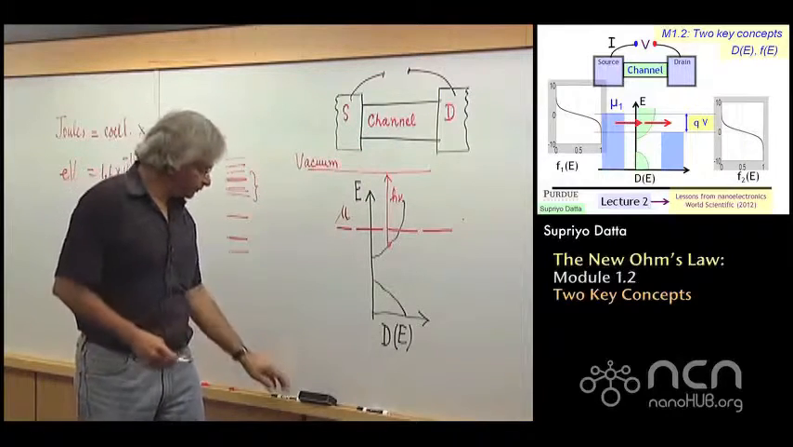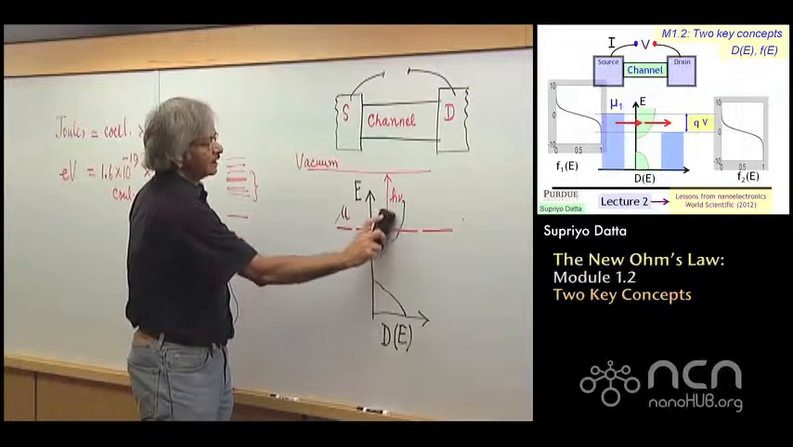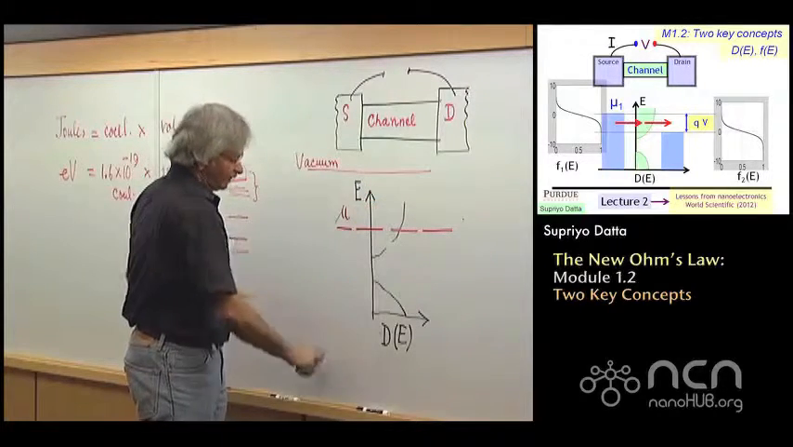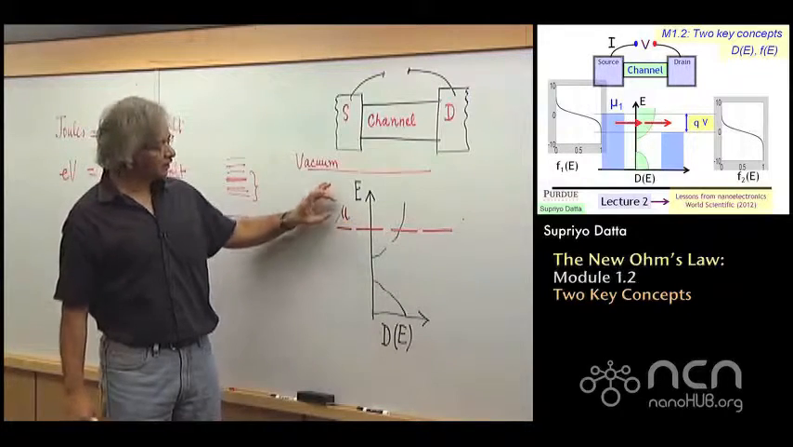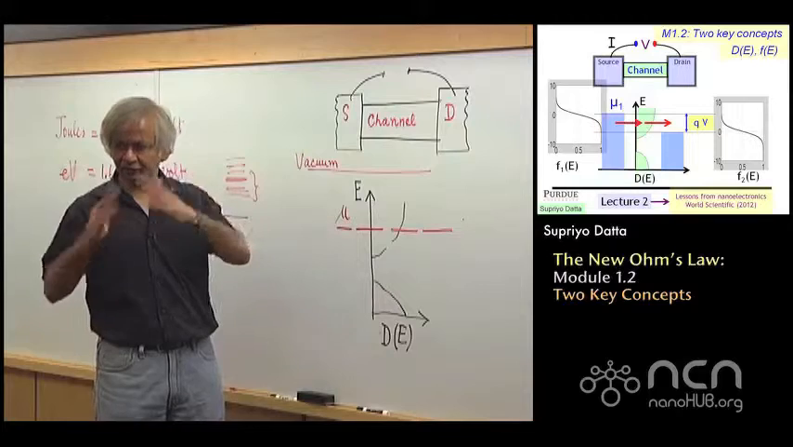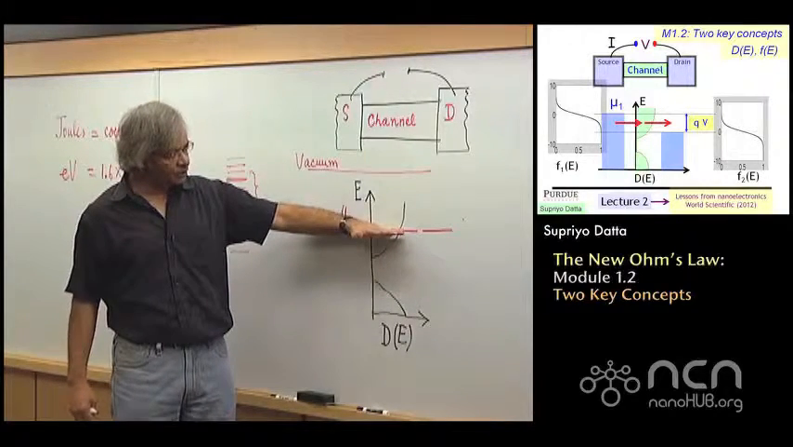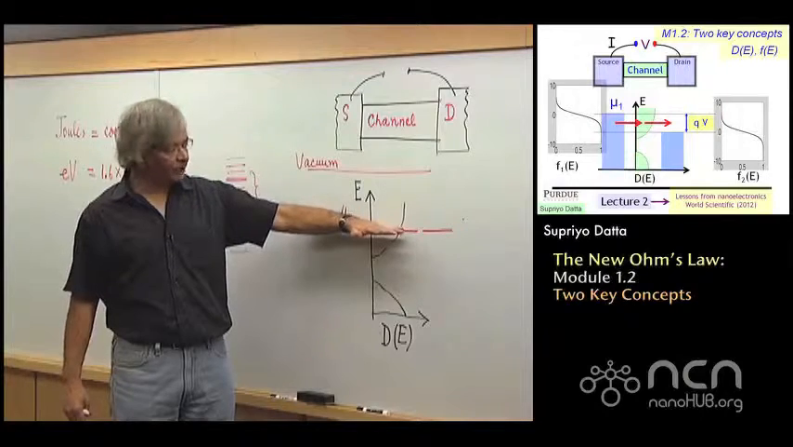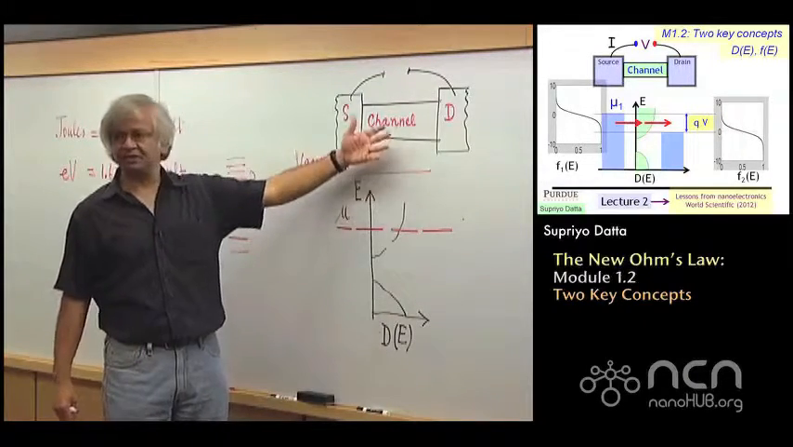But in a solid, there's always some states that are filled and some states that are empty. Usually one draws a line, call this electrochemical potential, mu, or Fermi level. Those words we'll be using almost interchangeably, which tells you the level up to which the states are filled. And above that, the states are empty.